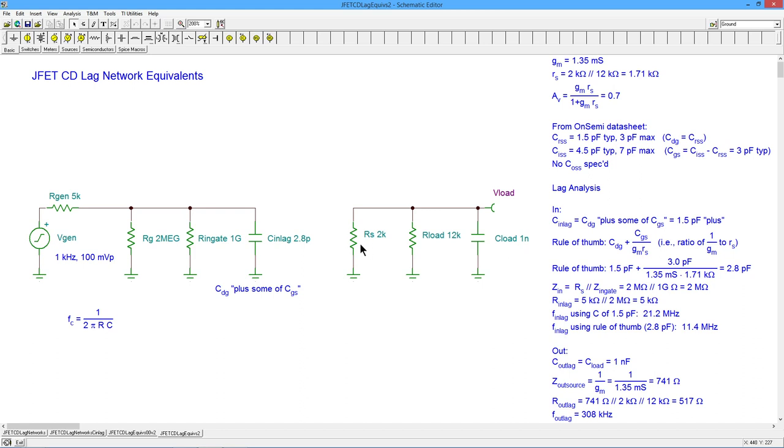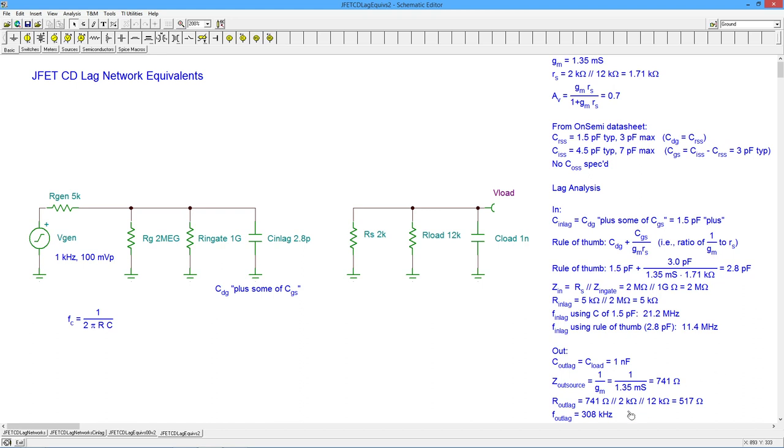So in any case, the impedance we care about is 2K in parallel with 12K, and the C is 1 nanofarad. We put that all in parallel. Here it is, the 2 and the 12. We have the 741, which is 1 over 1.35. That's the impedance looking back into the source of the FET. I didn't draw it on here, I ran out of space. So 1 over GM, 741. Put all those things in parallel, we get 517 ohms. So I take the 517 and the 1 nanofarad, and that cranks out the 308 kilohertz.